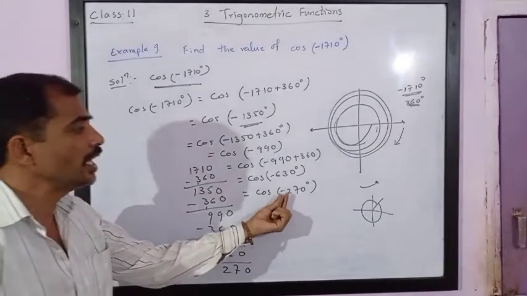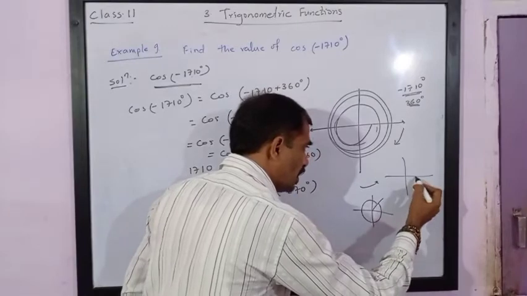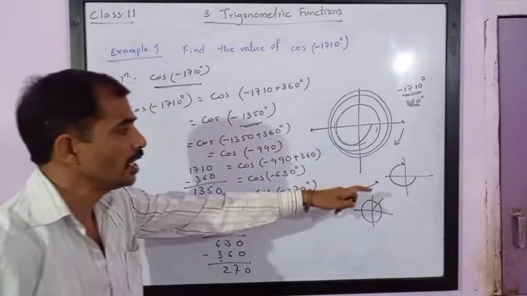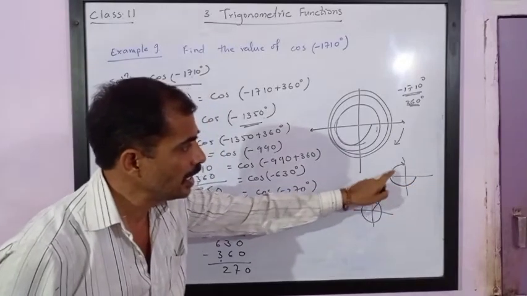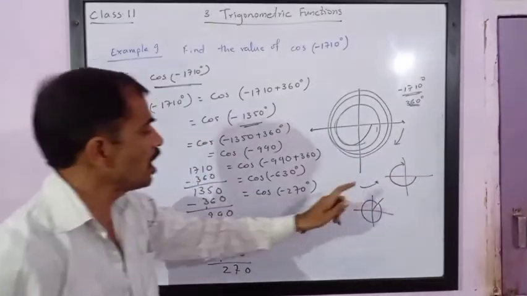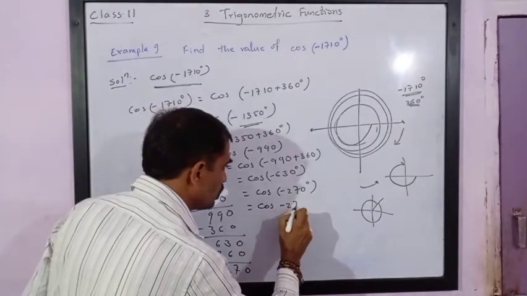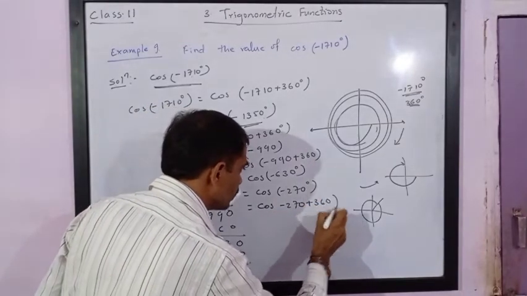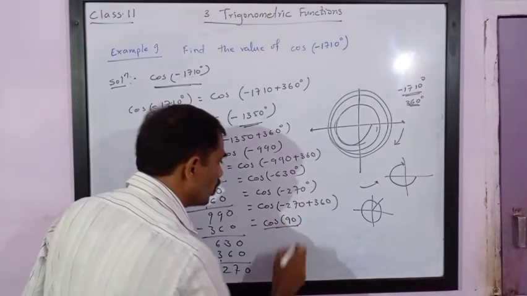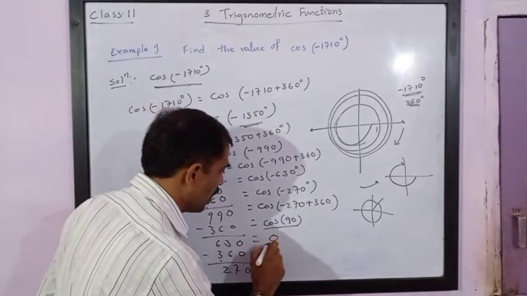Now we have got negative 270 degrees. It means it is rotated clockwise up to this much. So this is equal to positive 90 degrees. You can understand, this is 90, 90, 90. So negative 270 is equal to positive 90 degrees, or it can be found by adding 360. So this is equal to cos of negative 270 plus 360, which is cos of 90. Now please note, cos of 90 is equal to 0, so we will get the value 0.